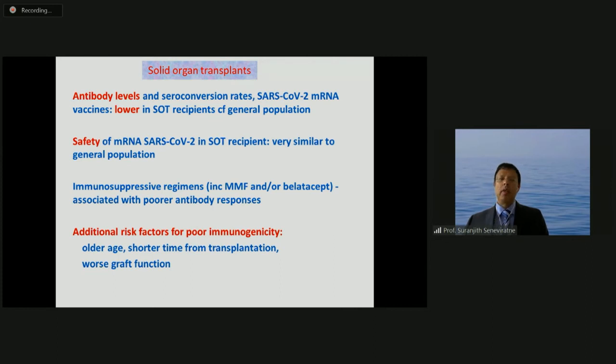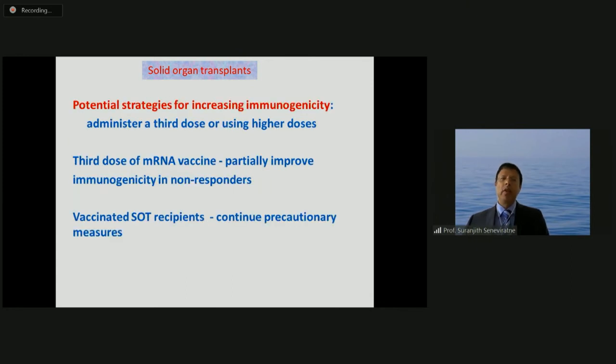Additional risk factors for lower immunogenicity are older age, shorter time since transplant, and worse graft function. Those are factors we take into consideration when we give the third dose. Potential strategies to increase immunogenicity are to give a third dose or use higher doses. We are going for third doses, and we give it after 2 months.